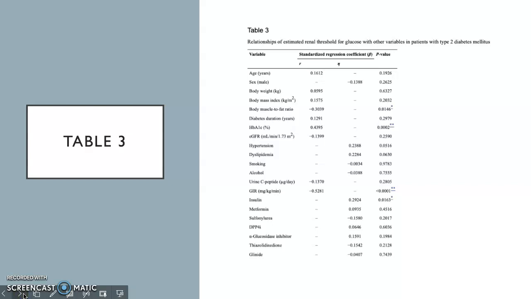And this is a table that I was able to find in the scholarly article. This is table 3, and table 3 is the relationship of the estimated renal threshold for glucose with variables in participants with type 2 diabetes mellitus, and this is a linear regression. So this is a simple linear regression analysis of the relationship between ERTG, which is the estimated renal threshold for glucose, and other parameters including GIR, glucose infusion rate.